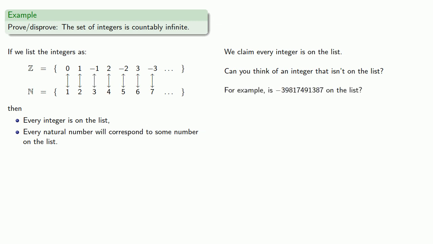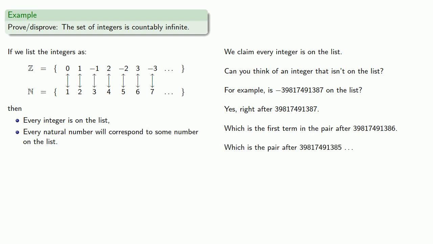For example, is negative, well, this number, on the list? And if you think about how our list is organized, this negative number is going to come immediately after the corresponding positive number. So this number is right after this number. Of course, you might wonder if this number is on the list. And if you look at how our list is organized, this number is going to be the first term in the pair that's immediately after this number. Well, is this number on the list? Again, if you consider how the list is constructed, it's got to be in the pair right after this number. And so, someplace way down on the list, we have this number, and immediately after it is going to be this number, and so this number is definitely on our list.